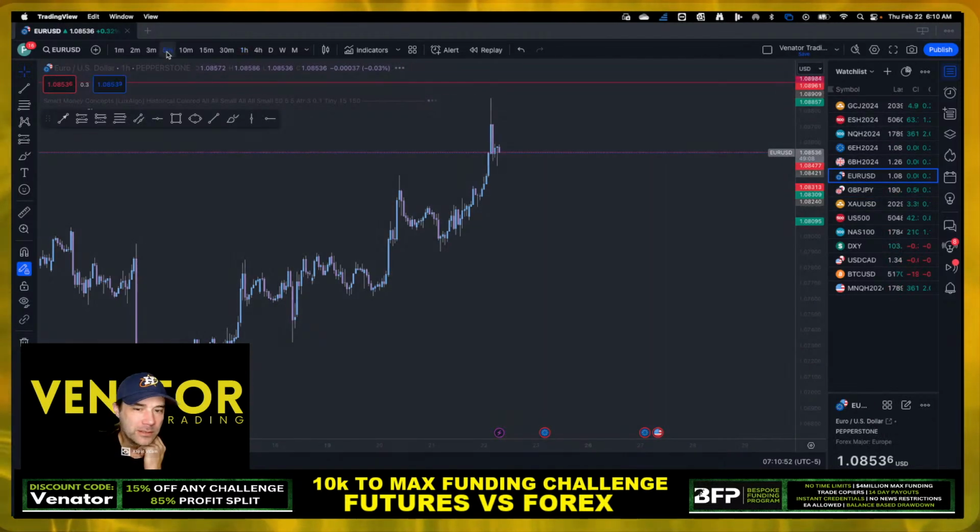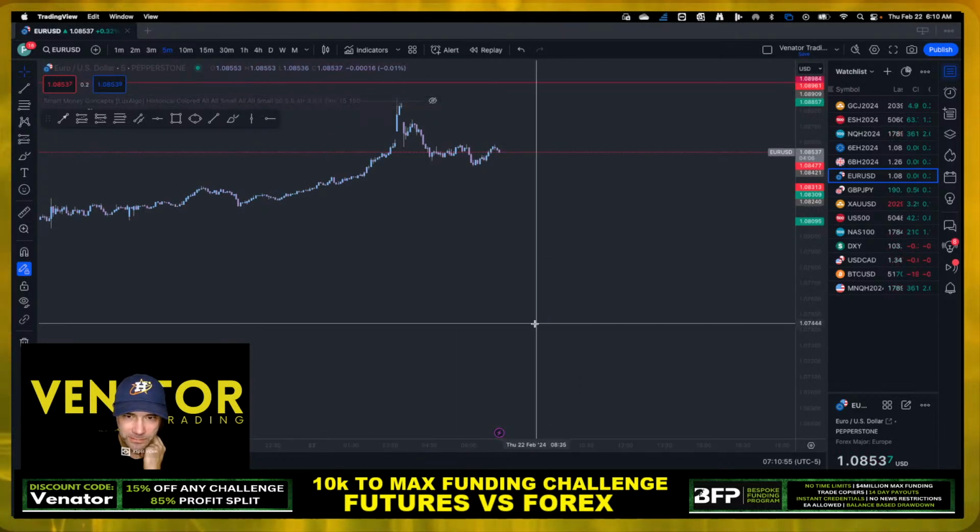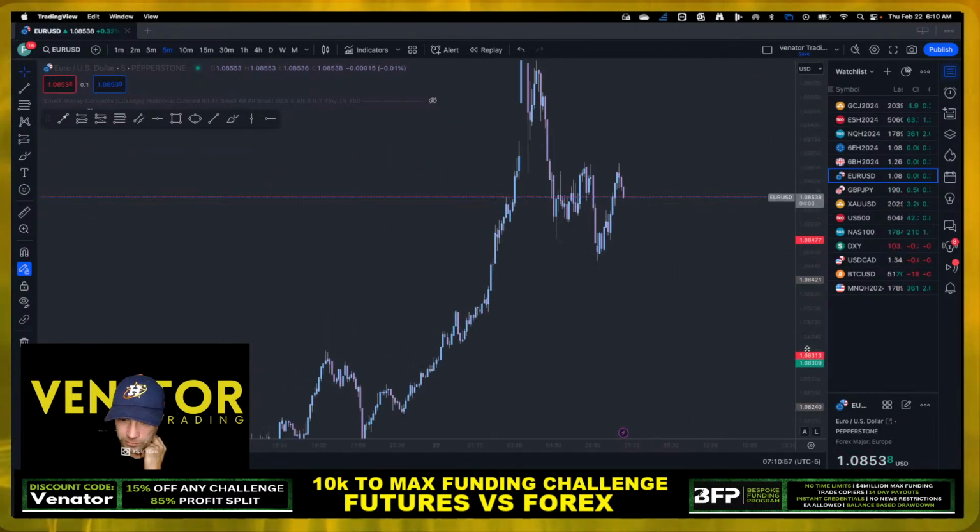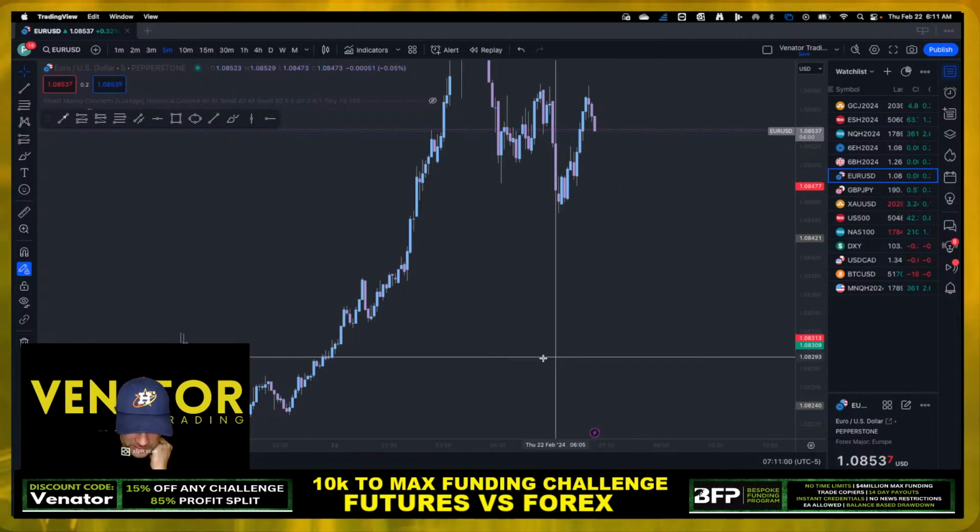Looking at euro dollar, the 5-minute time frame. I'm gonna turn this off. Beautiful run off of the 5-minute opening range breakout at 2 a.m. this morning.